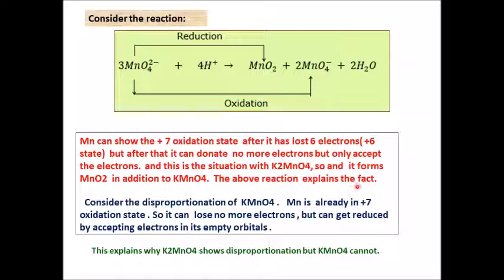This is the situation with K2MnO4, and so it forms MnO2 in addition to KMnO4. The above reaction explains this fact. That is why it has undergone disproportionation. It has formed KMnO4 and it has formed MnO2. But if you consider KMnO4, trying to disproportionate it means Mn is already in the +7 state. So it has no more electrons to give. But it can accept electrons because it has got empty orbitals. And therefore, K2MnO4 shows disproportionation but KMnO4 cannot.